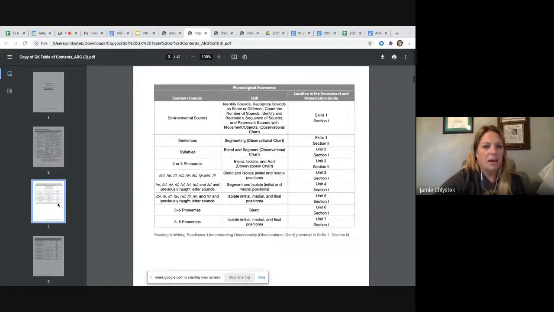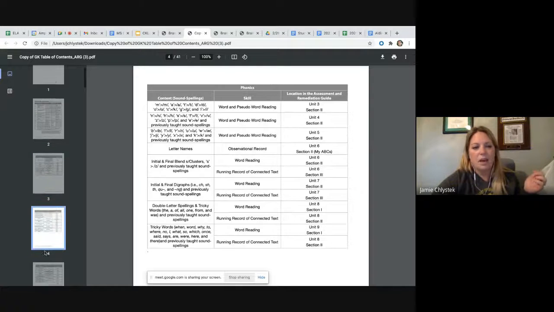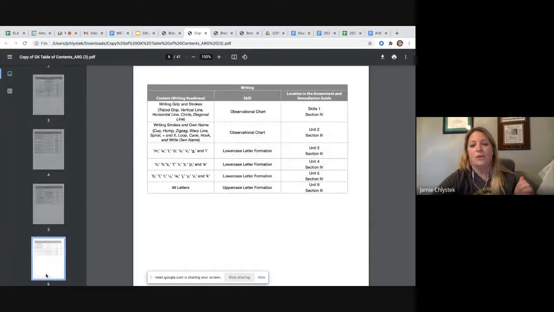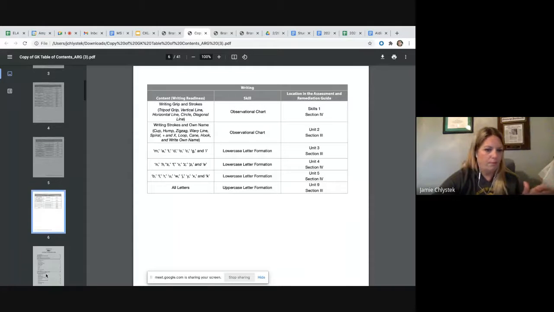The other thing that it will also include, and this is at every grade level, is the different components. You'll see from phonological awareness to phonics, writing, fluency, comprehension, all of that is in here. So it's also a quick, easy place for teachers to see where they can find it within the kindergarten assessment remediation guide, and what particular units they would want to go to within the assessment remediation guide or within just the regular skills units. So that's one point.